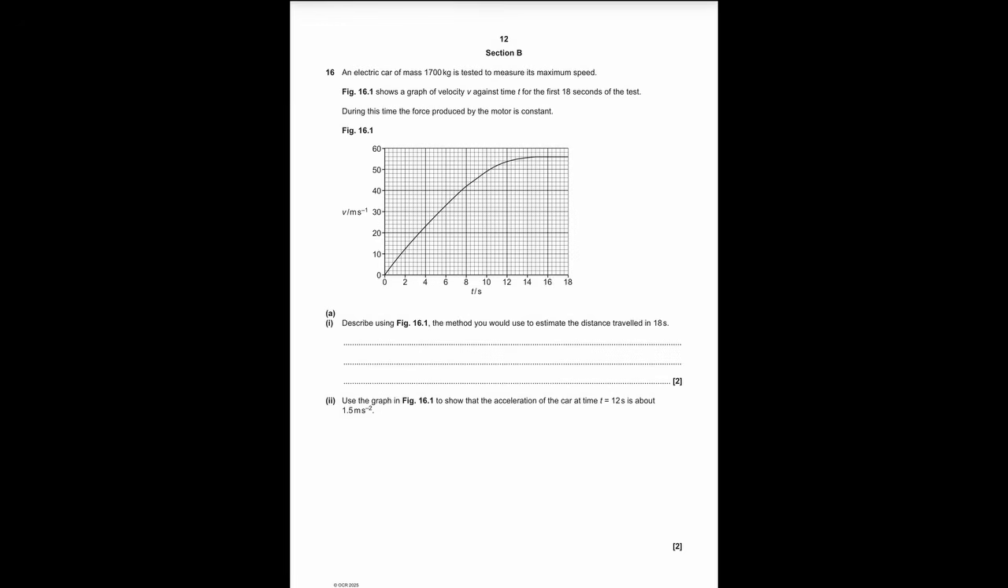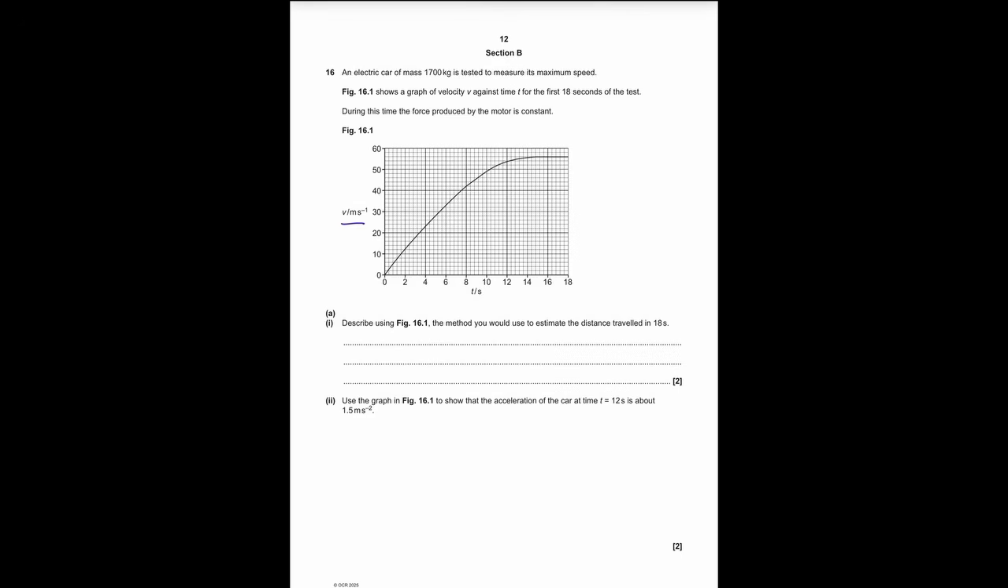Okay, so on to section B of the paper, the longer answer questions. So let's take a look at this. The first thing is a graph question. Now, what should I know about graph questions? Every time I get a graph question, I've always got to make sure I'm doing the same thing, because I'm being prepared for the kind of questions that might come up.